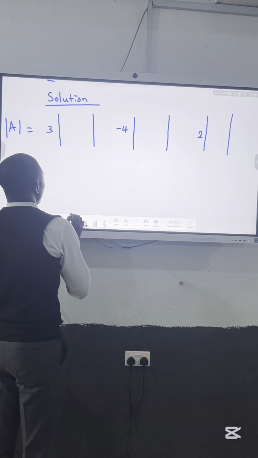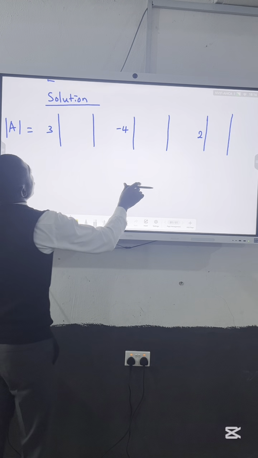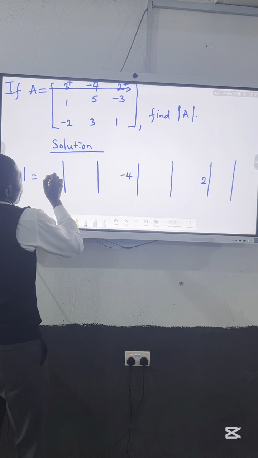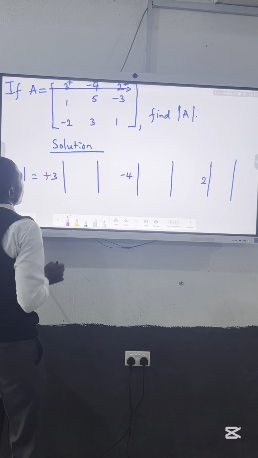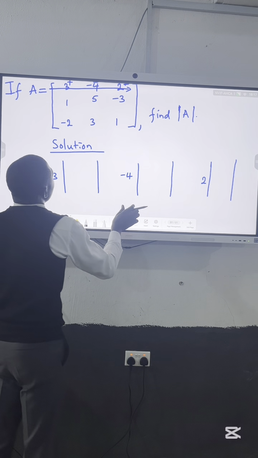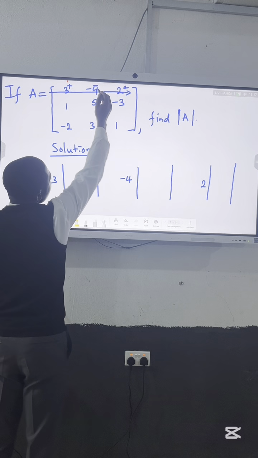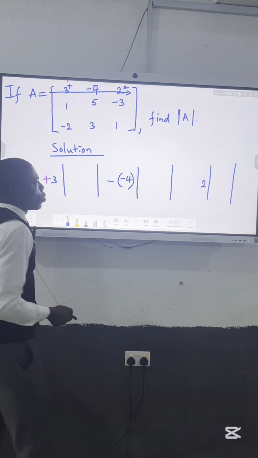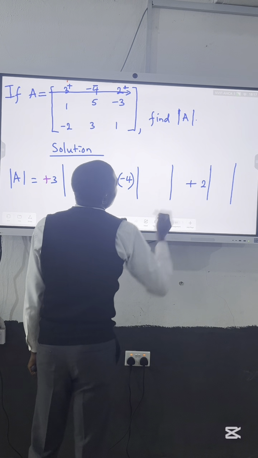Now when you have done it this way, remember the position of 3 is plus, so you may or may not write the plus, or maybe put a plus at the front of the 3. Here, the position of 4 is minus, so put a minus before 4, which has its own minus also. Now the position of 2 is positive, so here is a positive 2.